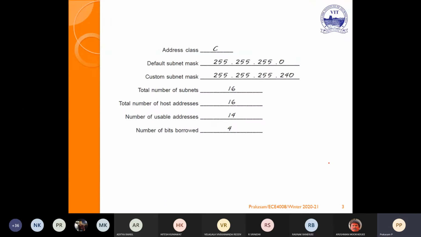So here we have the default subnet mask, custom subnet mask, total number of subnets, host addresses, number of usable addresses, and number of bits borrowed. Shall we proceed to the next problem?